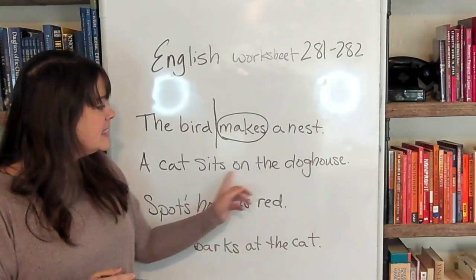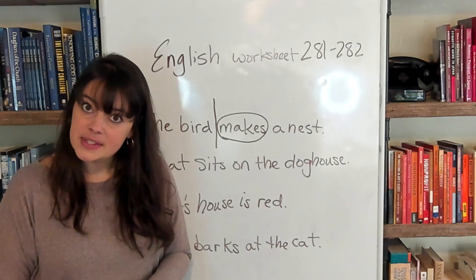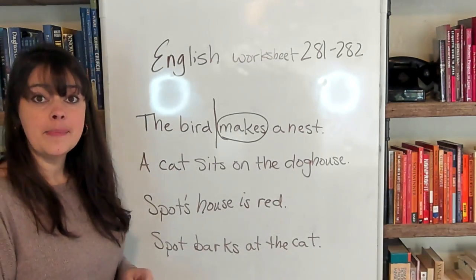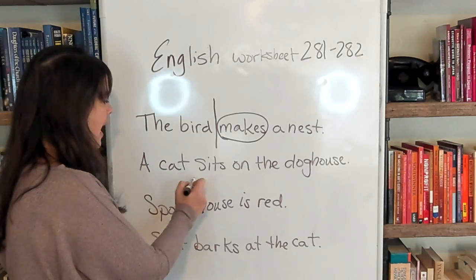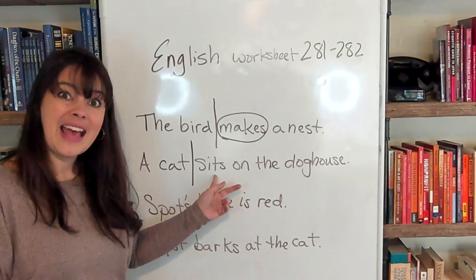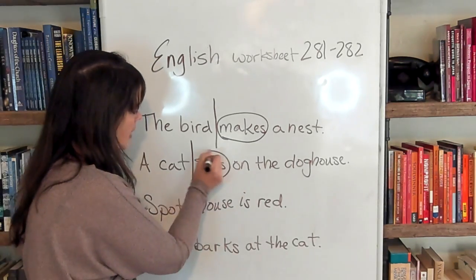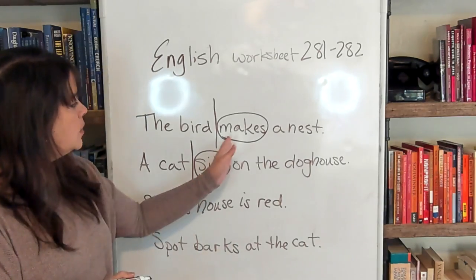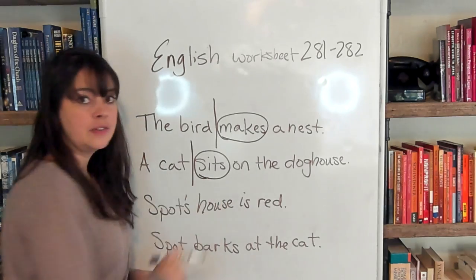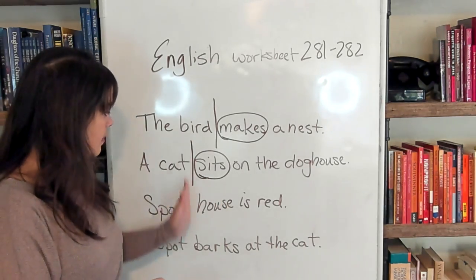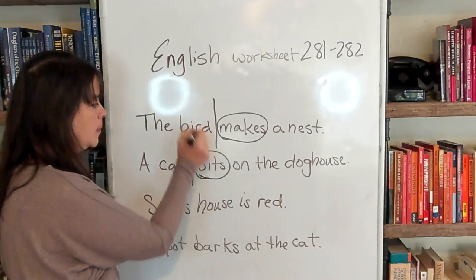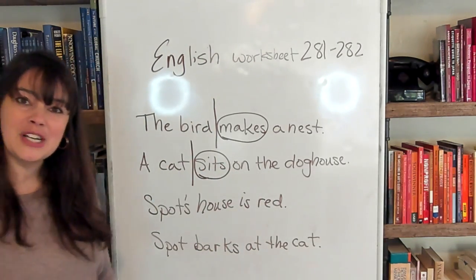A cat sits on the doghouse. Well, who or what is this sentence about? It's about a cat, right? And what is the cat doing? The cat sits. So that is our action verb. And that also is a clue to us that that's when the predicate is starting, when we find that action verb. A cat sits on the doghouse, all right? So we circle the action verb, draw a line between the subject and the predicate.